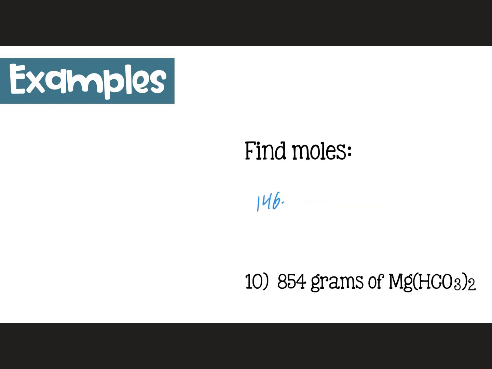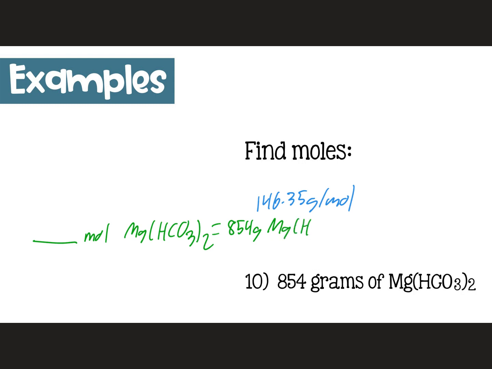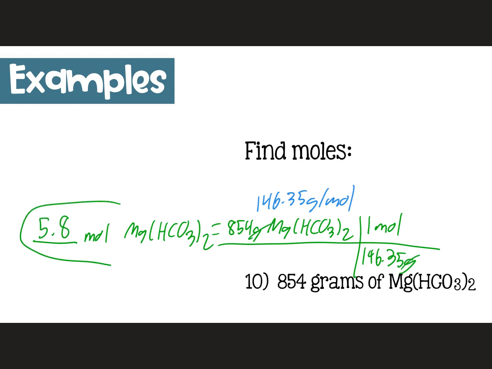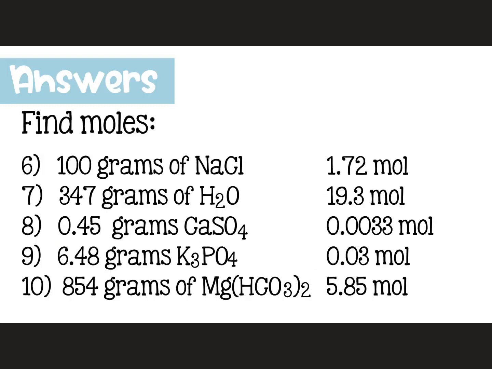In problem 5, we found that the molar mass of magnesium bicarbonate is 146.35 grams per mole. We can use this to find the number of moles of magnesium bicarbonate in 854 grams of magnesium bicarbonate. Since we have grams on top, when we set up our problem, we need to put grams on bottom and the mole on top. That means that we need to divide 854 by 146.35 to get 5.8 moles of magnesium bicarbonate. You may pause the video and check your answers to 6 through 10.